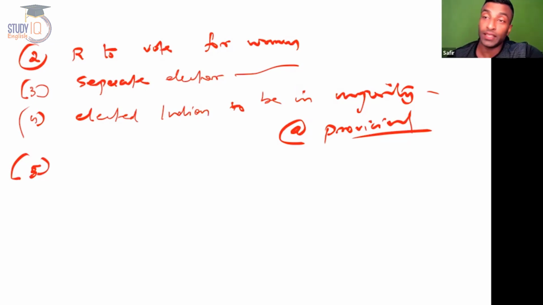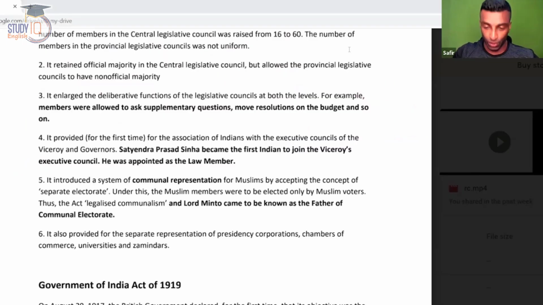Then communal representation was extended to Sikhs, Anglo-Indians, and then Christians as well, and separate central and provincial budgets. Like this, there are minor points which you can read and understand. Whatever requires explanation is what I have discussed here. These minor points, okay, I'll just show you from where I'm looking, so that it will be very clear. And it is anyway Lakshmikant only, so you all know that and you are following that.